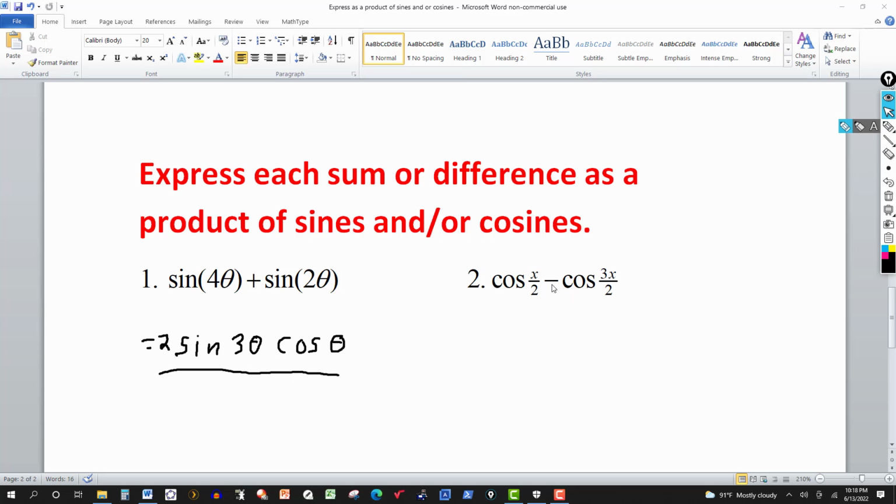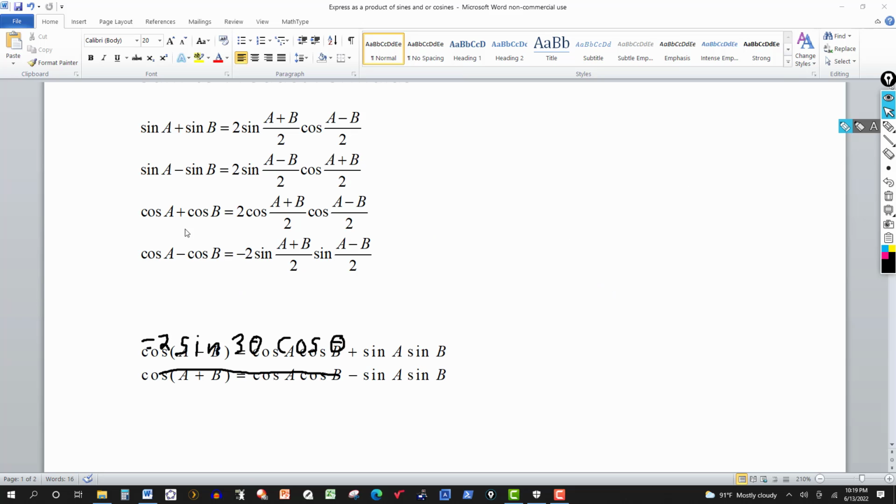Okay, for the difference here, for the number 2, this one has cosine of an angle minus cosine of an angle. So you'll find the one that matches. It's the difference of cosines on the left, going from a sum to a product. So it's this one right here. So it's going to be cosine of A minus cosine of B is equal to negative 2 sine of the sum of the two angles divided by 2 times the sine of the difference of the two angles divided by 2.